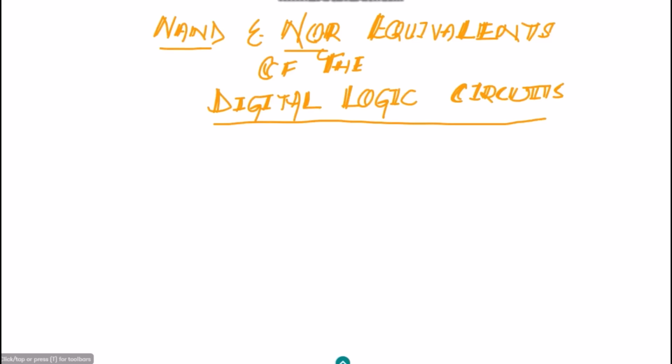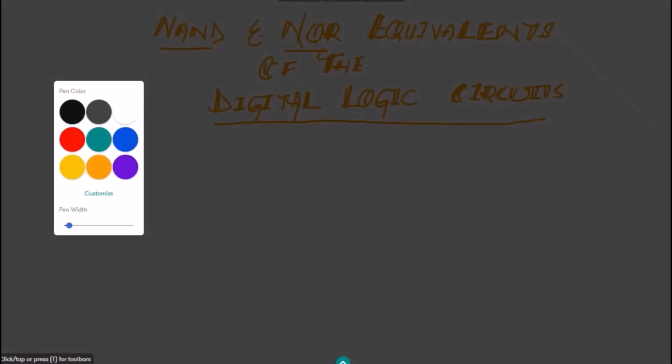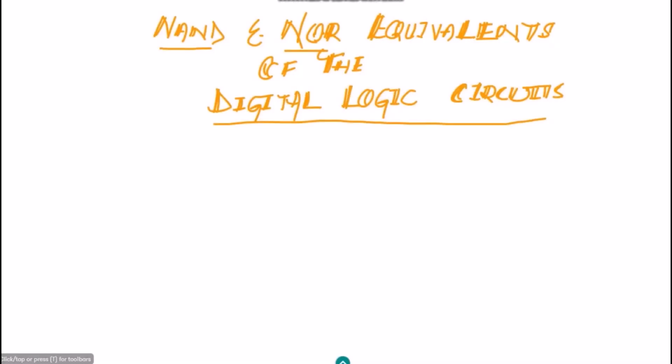Okay, so therefore most of the gates, either it is a NOT gate, AND gate or OR gate, are basically made of NAND and NOR gates, and that is because of the easy availability of the NAND and NOR gates. Okay, so first of all, we are going to discuss the NAND gate, and we have to see how different gates can be made up of this NAND gate.